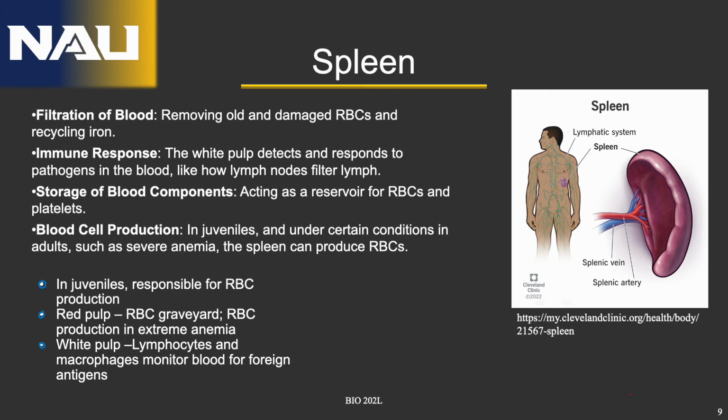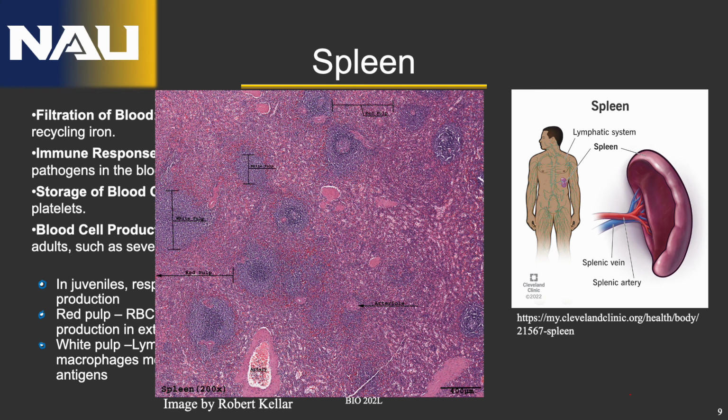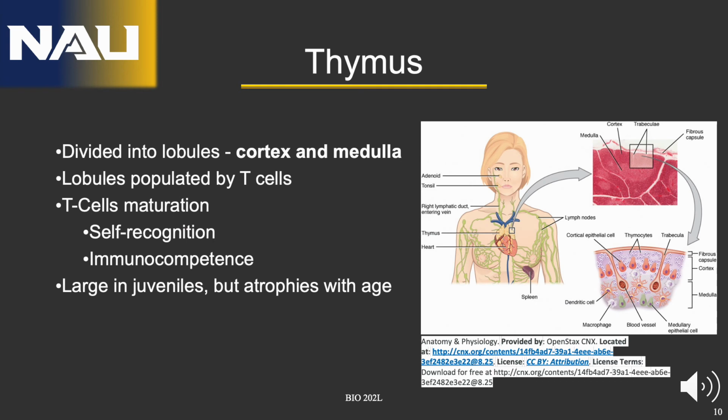Here you can see a portion of some red pulp, and over here is some white pulp. And just over here you can see a little artery. And here's another. The thymus is an important organ located in the upper front part of the chest, just behind the sternum and between the lungs.